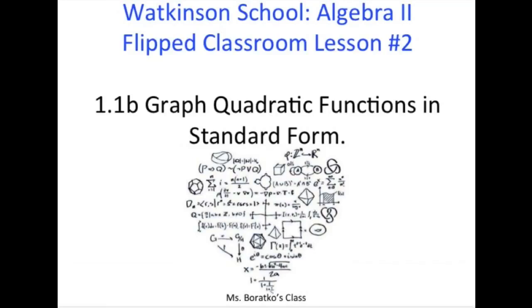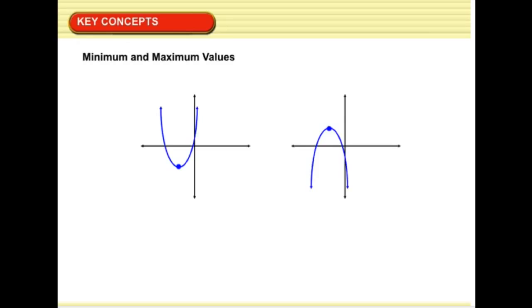Today we're talking about section 1.1, the second half. We're going to call it part B, graphing quadratic functions in standard form. As a warm-up exercise on the top of your paper, you need to graph the functions, label the vertex, and the axis of symmetry. So please take a second before you start the video and do those two problems. There are two graphs there.